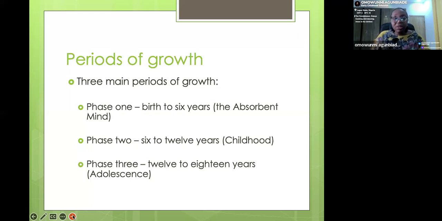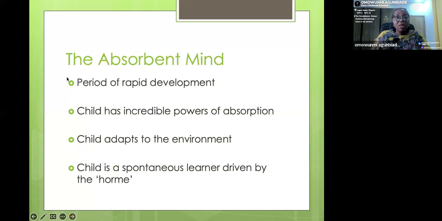The one that concerns us is the absorbent mind, which is phase 1, 0 to 6. And this is what we need to know: it is a period of rapid development. The child has incredible power of absorption. I've said this several times. They absorb powerfully from the environment. The child adapts to the environment quickly, and the child is a spontaneous learner driven by the home.